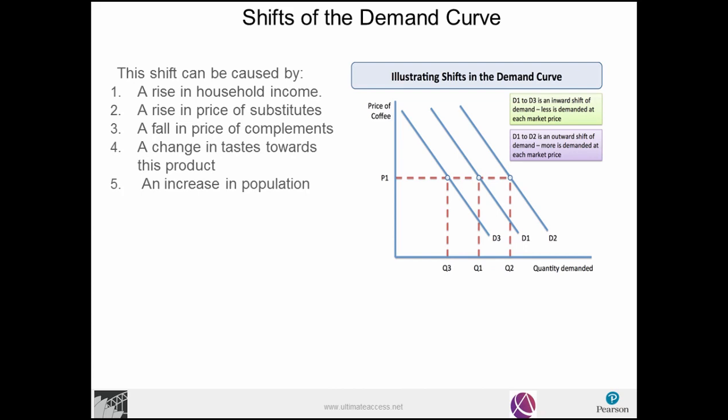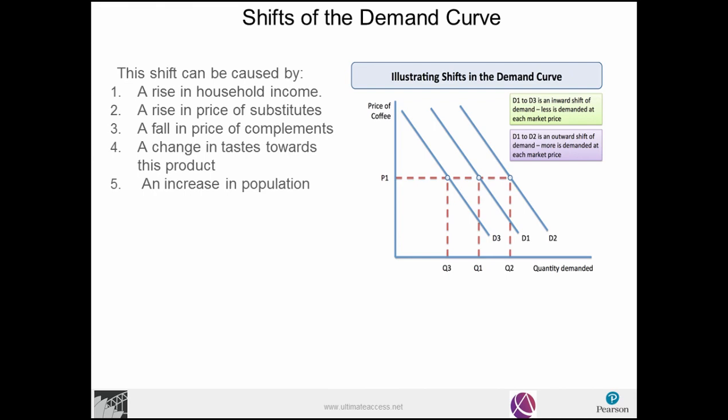Now, shifts of the demand curve. A shift tends to occur when at the same price, you might be demanding more or less of the same product. Now, this can be caused by a rise in household income. For instance, if you're earning more, you would buy more of that good or demand more of that good, even if it is at the same price.